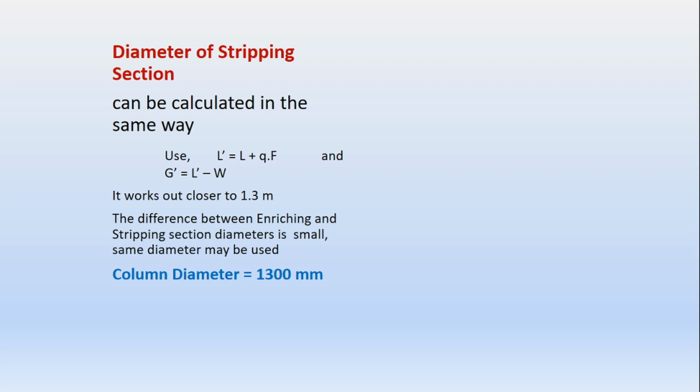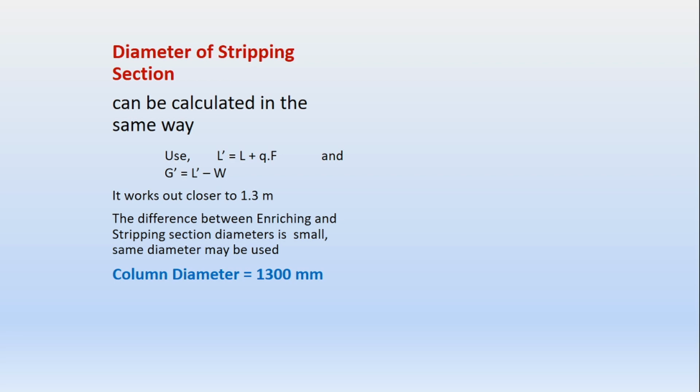Okay. So for the topmost stage, the enriching section, the column diameter we found out as 1.32 meters. The stripping section column diameter is also around 1.3 meters. So let us consider that the diameter of the column is uniform throughout, and which is 1300 mm or 1.3 meters.